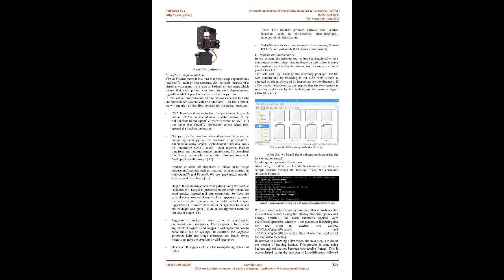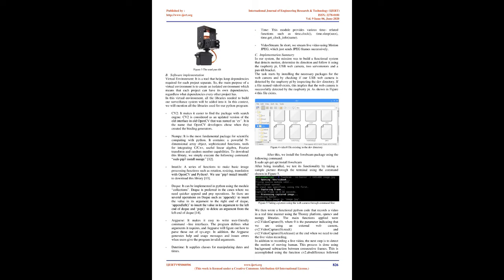Software implementation. Virtual environment: it is a tool that helps keep dependencies required for each project separate. So, the main purpose of a virtual environment is to create an isolated environment, which means that each project can have its own dependencies, regardless of what dependencies every other project has. In this virtual environment, all the libraries needed to build our surveillance system will be added.